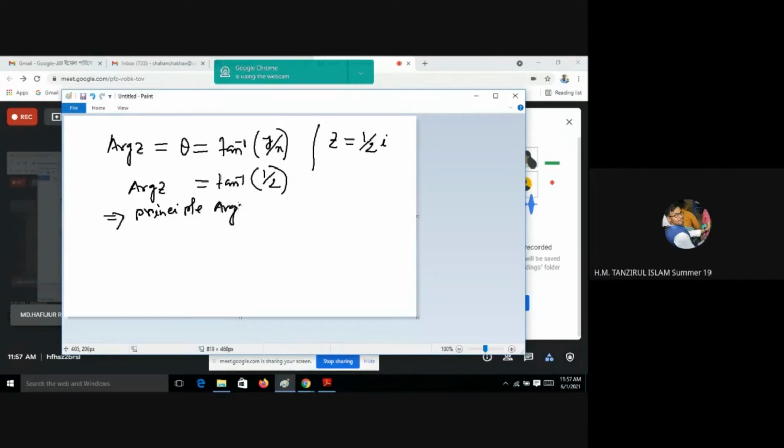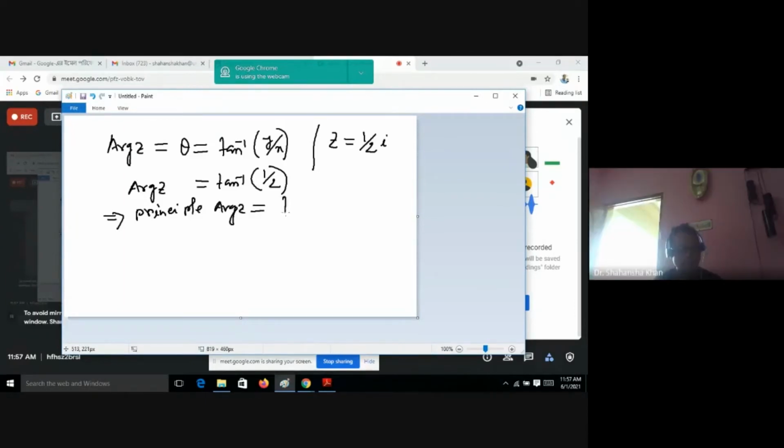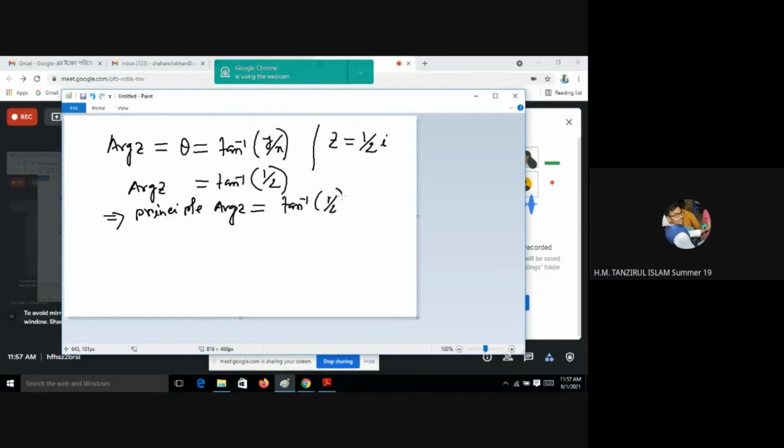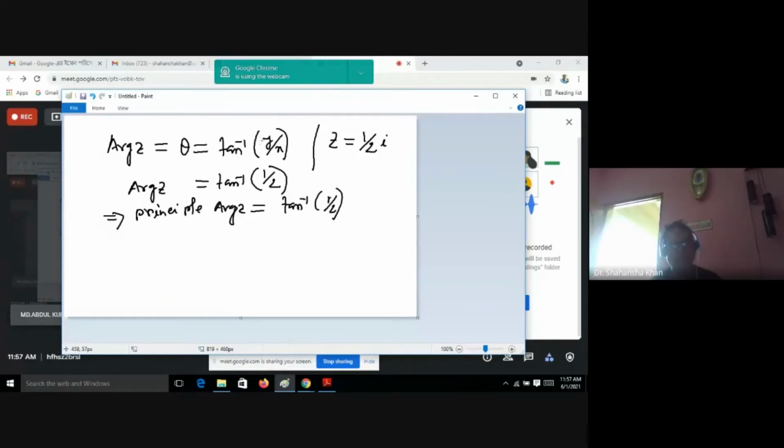Sir, the argument of z is equal to tan inverse half. There is no real part here. z equals 0 plus half i. So this is the x, this is the y. So y equals half.